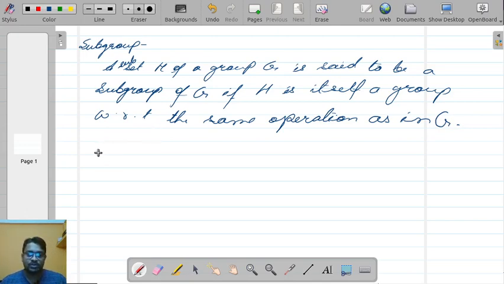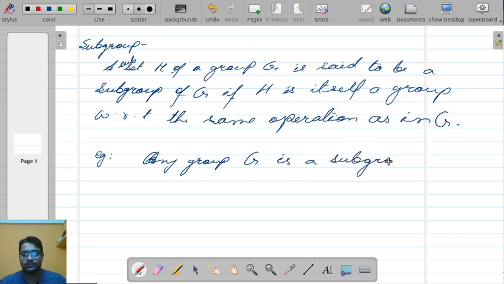So some examples we have seen. One of the most obvious examples is that any group G is a subgroup of itself, because G is also a subset of G. Any set is a subset of itself, right. So any group G is also a subgroup of G. This is called the improper subgroup, or these are under the category of trivial subgroups.